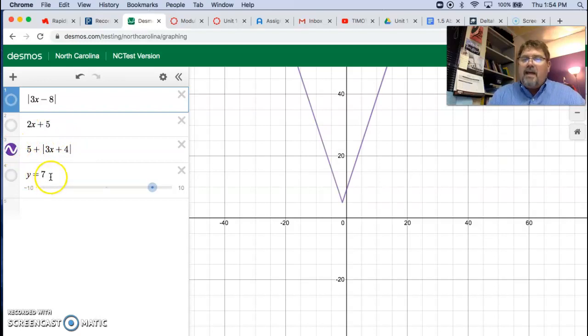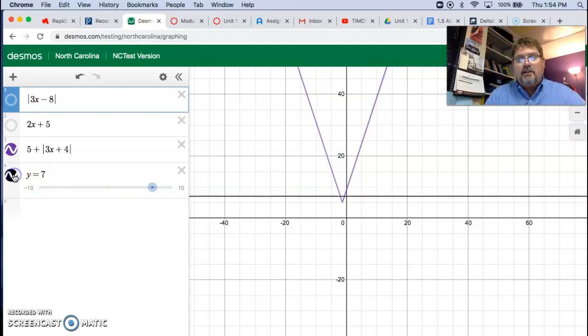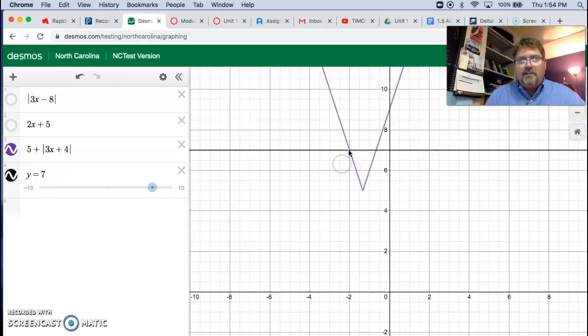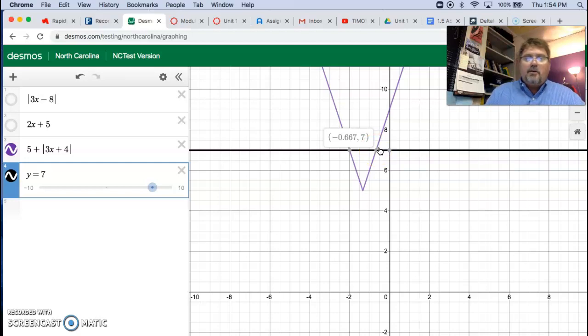Now, it won't graph just 7. It will graph y equals 7 because it's a horizontal line. Graph your horizontal line. Now, we'll show you the solutions are the intersection of the two lines. There's your -2, and there's your negative, what was it, -2/3. All right, so there's the way to go.